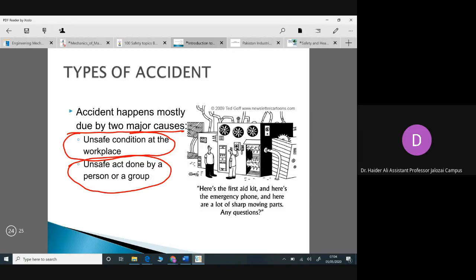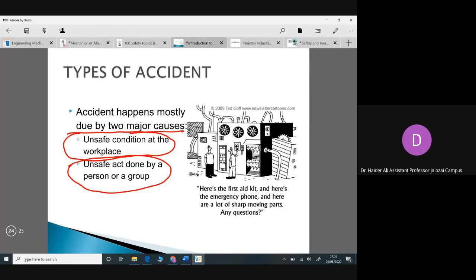So with that, we can see that you want to make sure that whatever environment you work in, you look around, you can identify the hazards, you can identify the severity of the risks associated with that, and you can put in place preventive or precautionary measures to minimize the loss or to minimize the risk to a reasonably practicable level. So here the picture shows, here is the first aid kit and here is the emergency phone, and here are a lot of sharp moving parts.